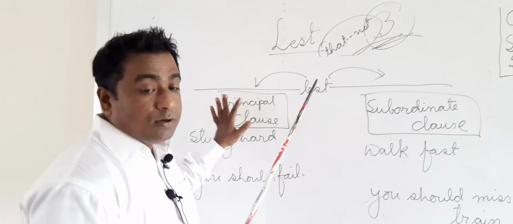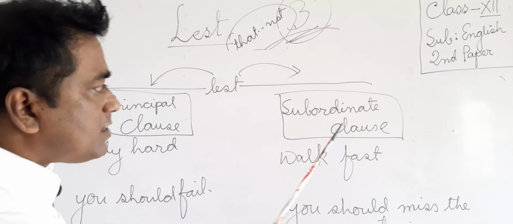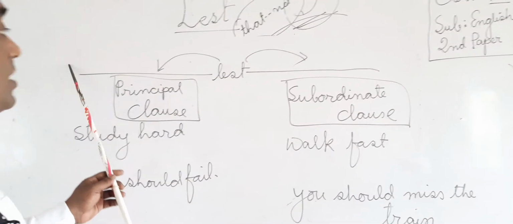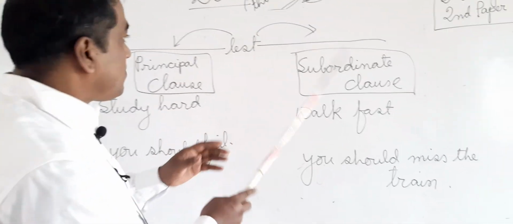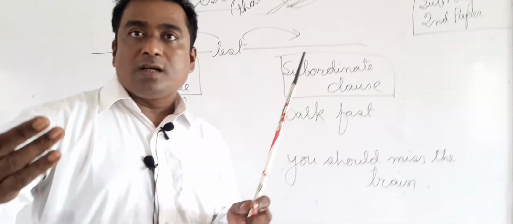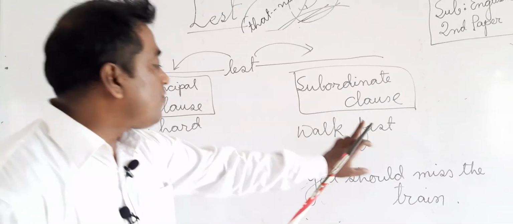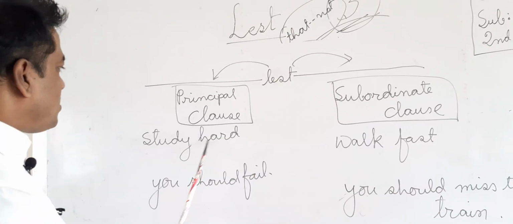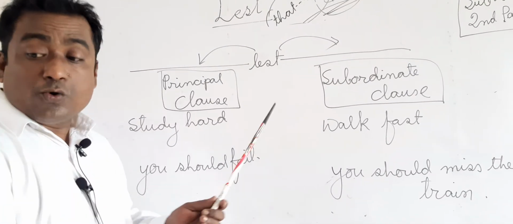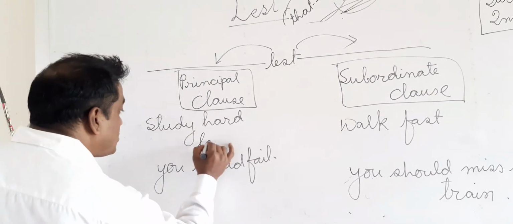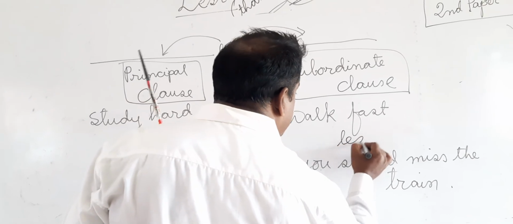Hello dear student, now come to the third and vital point. You see, before 'lest' there is a principal clause and after 'lest' there is a subordinate clause. The last vital point is the statements before 'lest' and after 'lest' must be contradictory, opposing each other in meaning. You see, study hard, you should fail. Work fast, you should miss the train. If a person studies hard, then how can we expect that he should fail? Is this not a contradictory statement? So in this case, we use 'lest': study hard, lest you should fail. Work fast, lest you should miss the train.